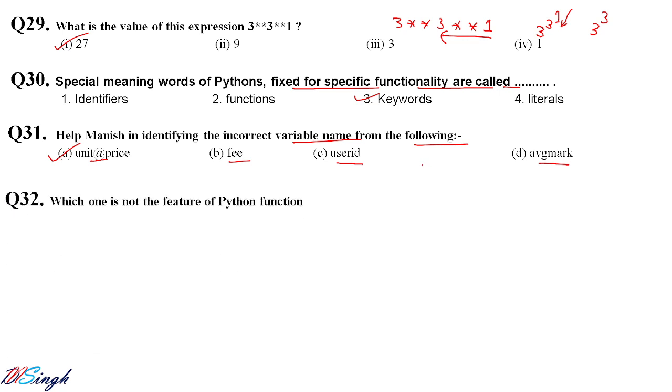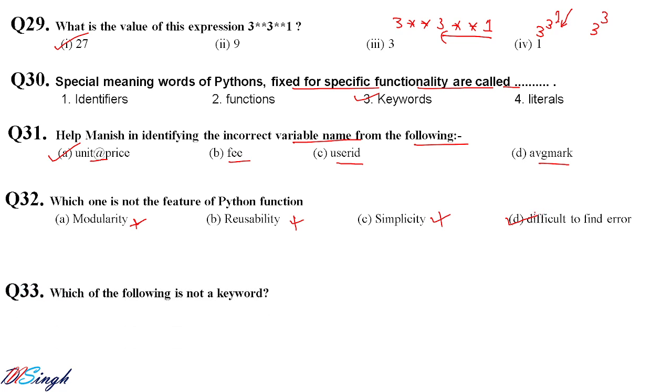Which one is not a feature of a Python function? Okay, fine. Python functions increase modularity. They also provide reusability. You can call a function multiple times. Code becomes simple, divided into different blocks, which are easy to manage and find errors. But this option says the contrary, that it is difficult to find errors. So the correct answer is: difficult to find errors. These three are the properties of a function. This is not a property or feature of a function. Let us see the next one.